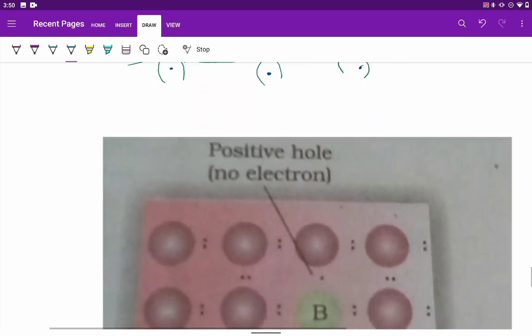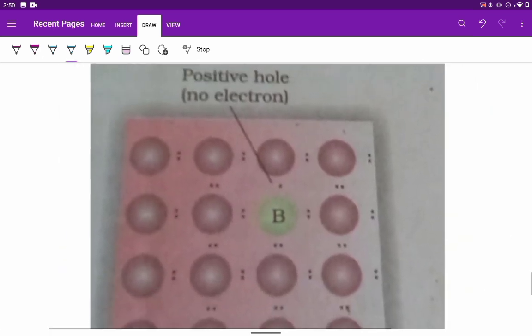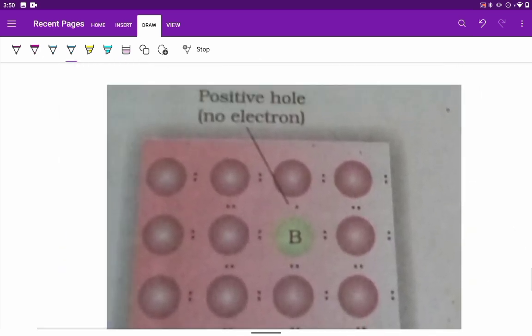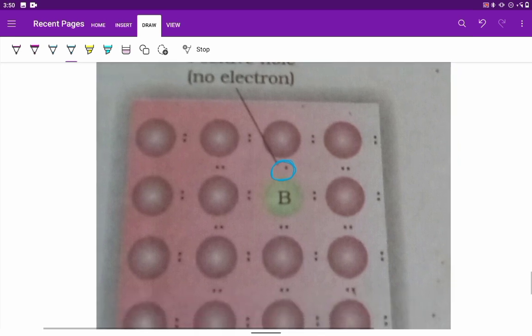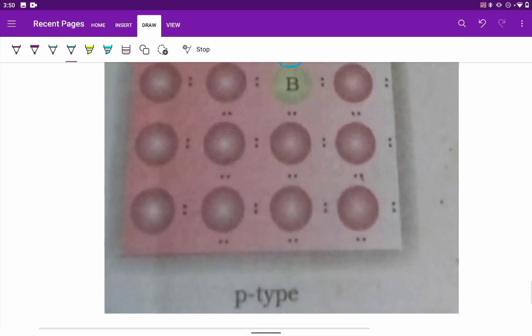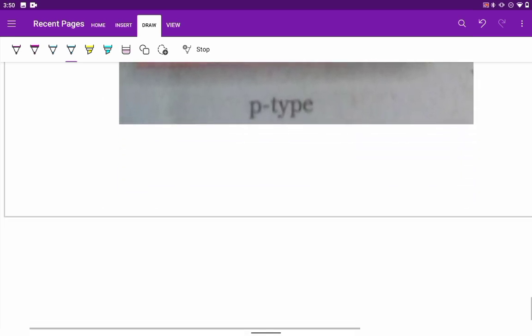So this is the diagram. Here also you can see positive hole. Here no electron is there. This place you see. This one electron is of the semiconductor. Boron has not contributed anything here. So there is a positive hole. No electron from boron. This is p-type semiconductor.